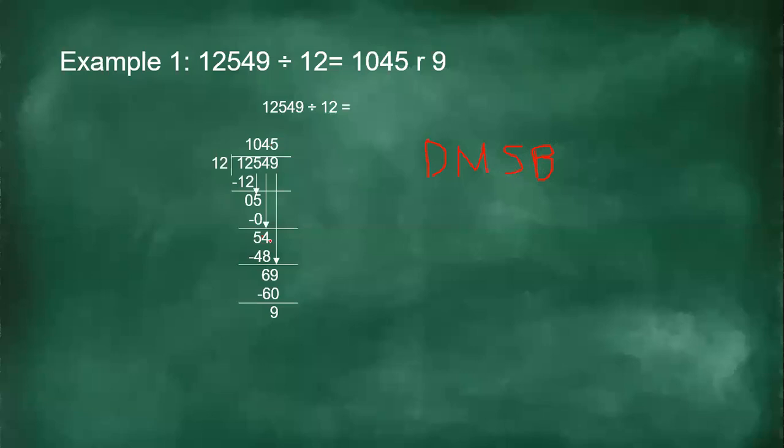That's why you say 12 into 54 goes what? 4 times. 4 times 12 is 48. 54 minus 48 is what? 6. Bring down the 9.